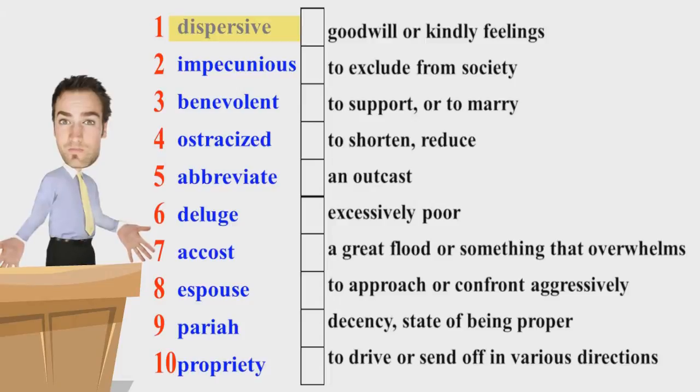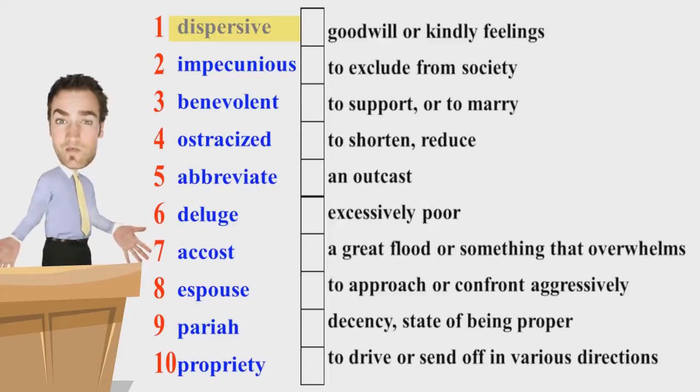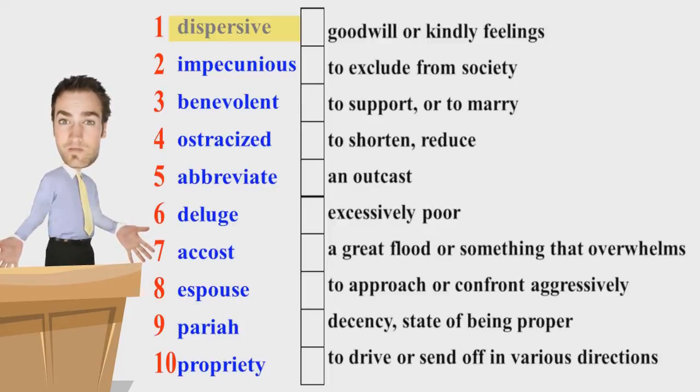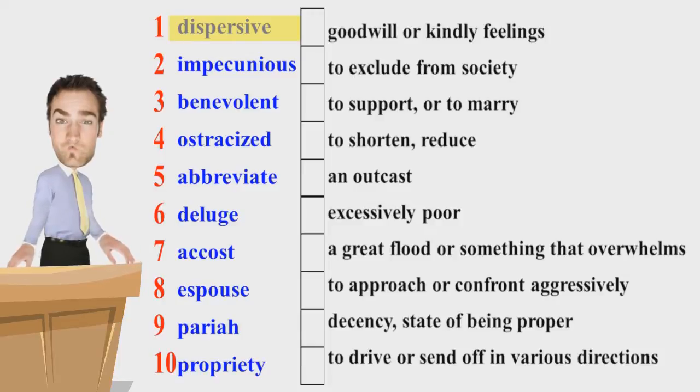Our first word on the list is dispersive. It comes from the verb disperse. It means to drive off or send off in various directions. You can scatter something and disperse something. For example, you could scatter or disperse leaves in the wind, or you could disperse a crowd, scatter a crowd, scatter leaves. The words scatter and disperse are mostly synonymous.